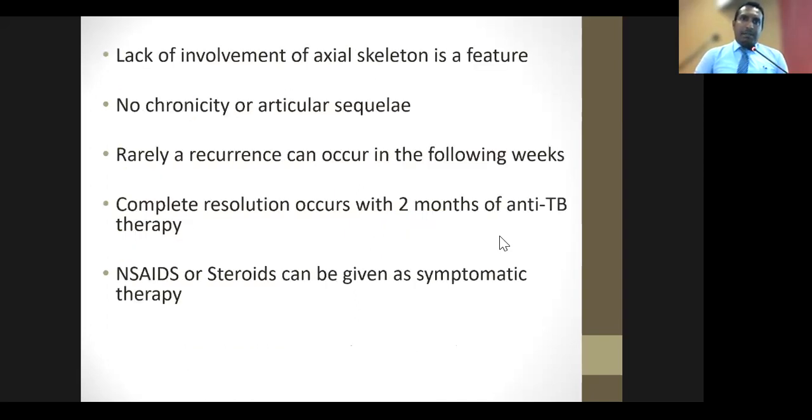There is a lack of involvement of the axial skeleton, which is a feature in this Poncet's disease. And there is no chronicity or articular sequelae like deformities. This is usually considered as a monophasic disease, but rarely a recurrence can occur in the following weeks. Complete resolution occurs with 2 months of anti-TB therapy. If we need symptomatic therapy, we can treat the patient with NSAIDs or steroids too.